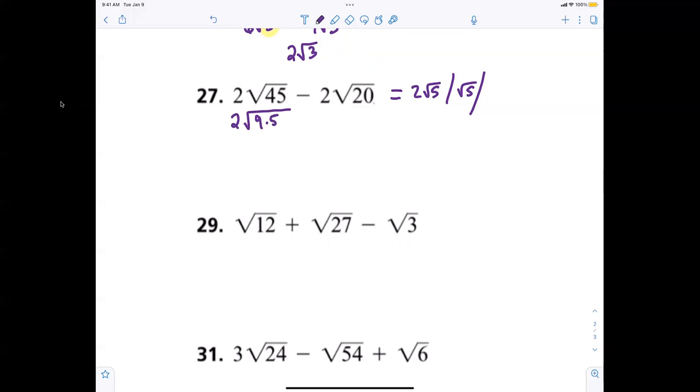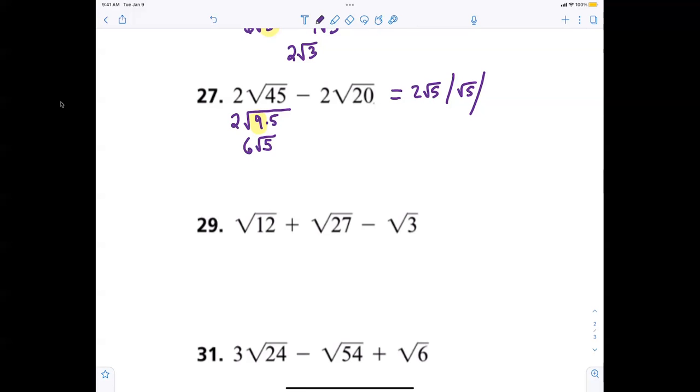All right. Because what is the square root of 9? Someone tell me. 3. There's a 2 already on the outside. What do you think I do with that 2 and the 3? Multiply it. So 2 radical 45 is exactly the same as what? 6 radical 5.